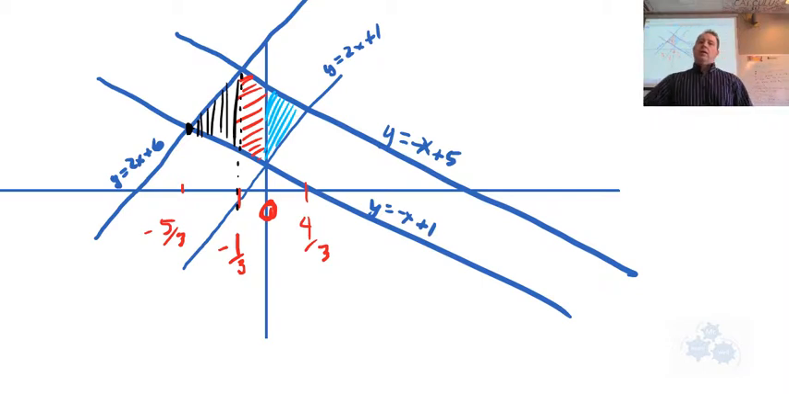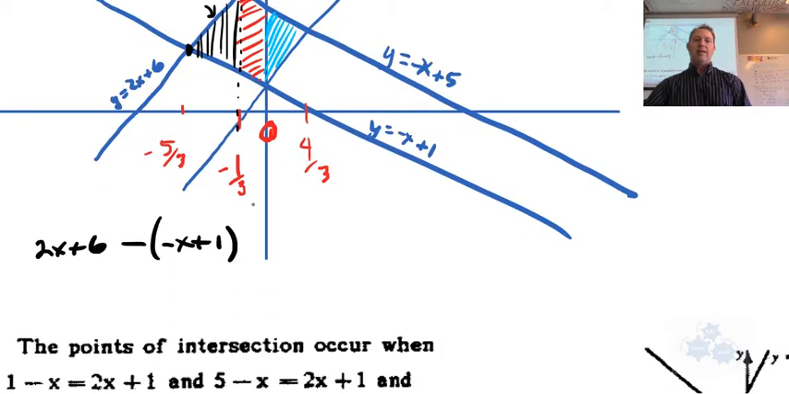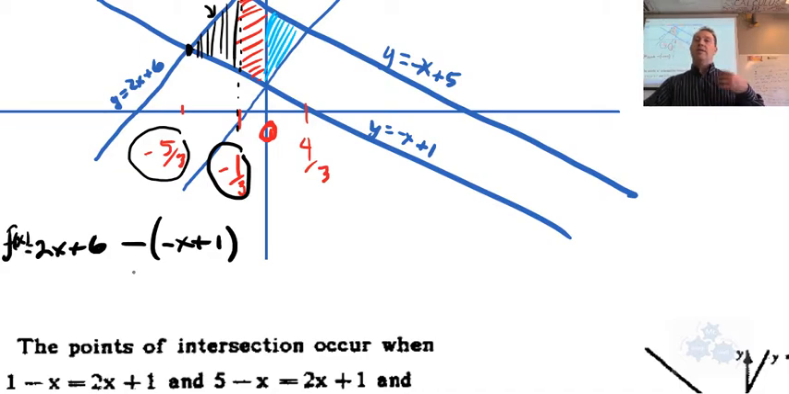All right. So for the black, okay, so we want to find the area under, so we've got the top function here is this one, 2x plus 6, right? And then the bottom function, if you subtract that, is going to be negative x plus 1. And you want to find the area there between negative 5/3 and negative 1/3. Okay, so there's our combined function now. We're going to find the antiderivative and evaluate the area there underneath.